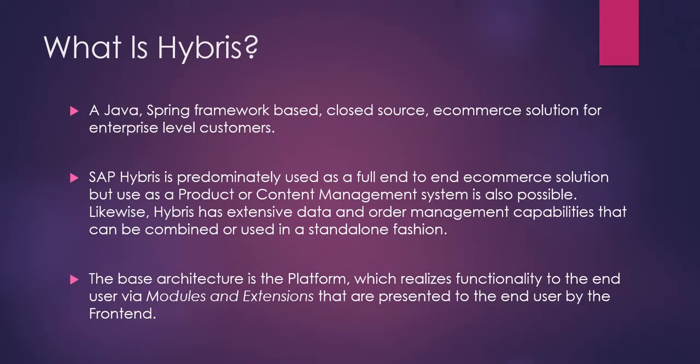So what is Hybris? Hybris is a Java Spring Framework based closed source e-commerce solution for enterprise level customers. SAP Hybris is predominantly used as a full end-to-end e-commerce solution, but use as a product or content management system is also possible. Likewise, Hybris has extensive data and order management capabilities that can be combined or used in a standalone fashion. The base architecture is the platform, which realizes functionality to the end user via modules and extensions that are presented to the end user by the front end.